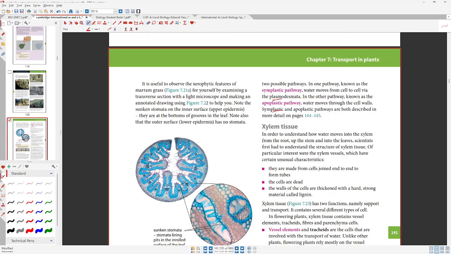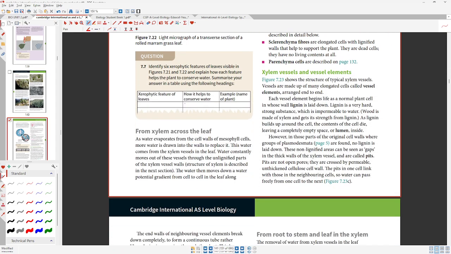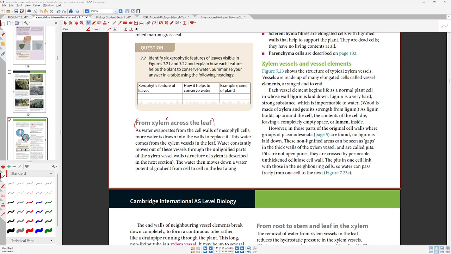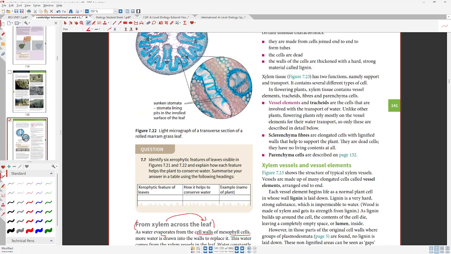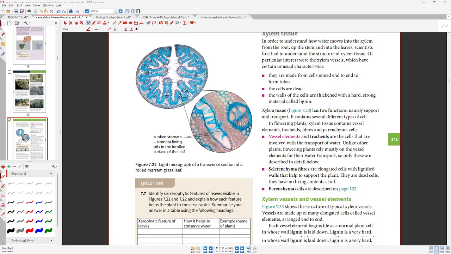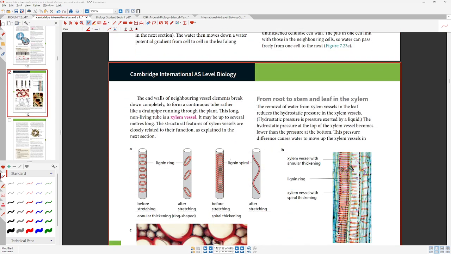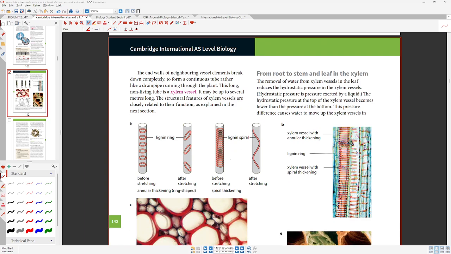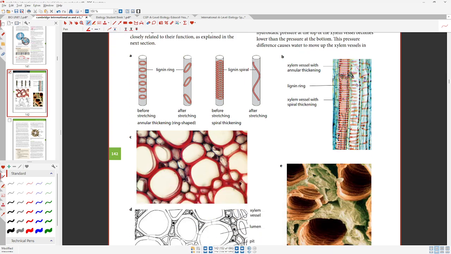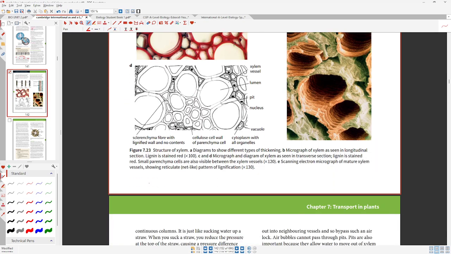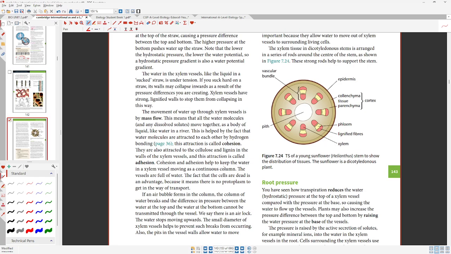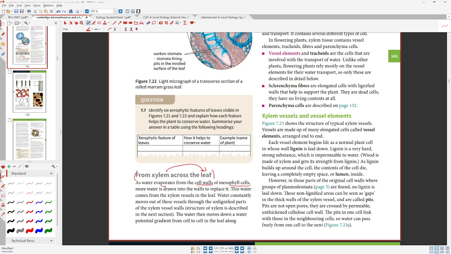So we're seeing, from the xylem across the leaf, water evaporates from the cell walls of mesophyll cells, blah blah blah. So okay, fine, maybe I do need to know this then. Because now this is in roots, and this is in leaves, and so what? First we looked at stems, now we're looking at leaves, next we're looking at roots.